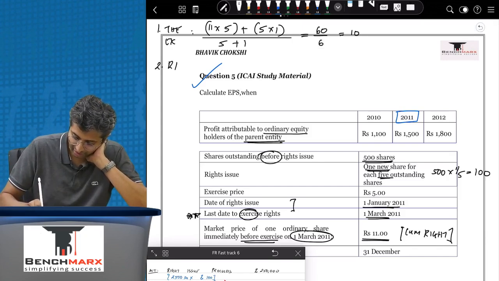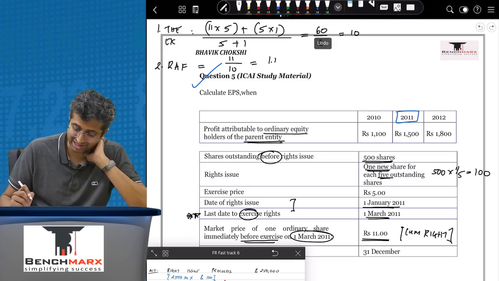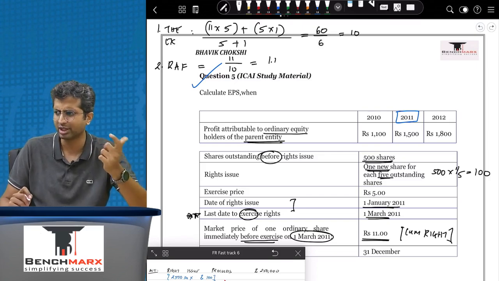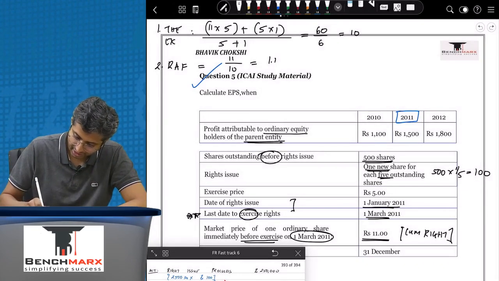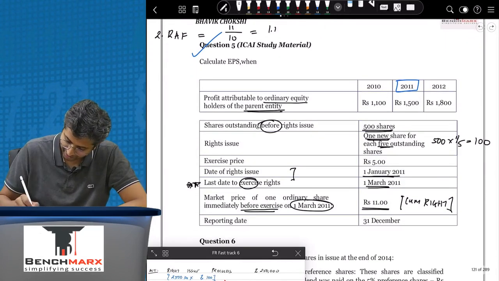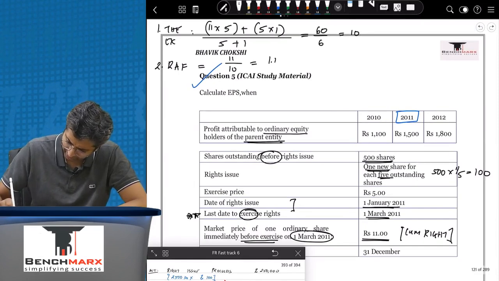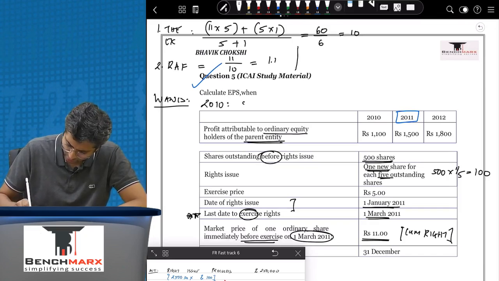Now the rights adjustment factor: ideally, had there been no rights, the price after the rights is 11 and the ex rights price is 10, and hence 1.10 or 1.1 is the rights adjustment factor. So probably 0.1 is the bonus, in which case over here you will have to find the weighted average number of shares. The number of shares are 500. For the year 2010, which is prior to the rights, it would be 500 into 1.10 directly. So this is 550.